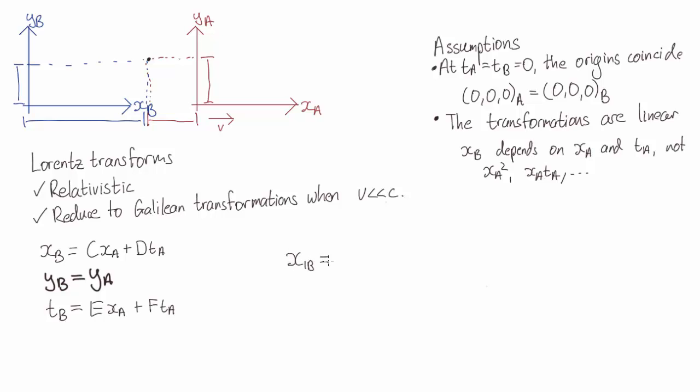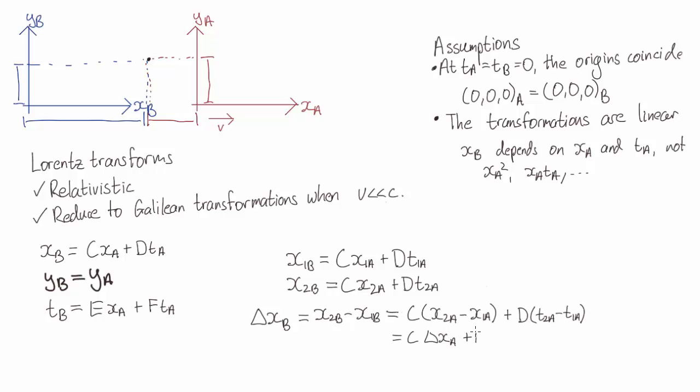Just substituting into the Lorentz transformations, we have, and then subtracting one from the other, we get this. So in other words, the interval delta xb transforms just like xb, and similarly for delta tb. So this is actually what linear transformations mean. The intervals transform just like the points.